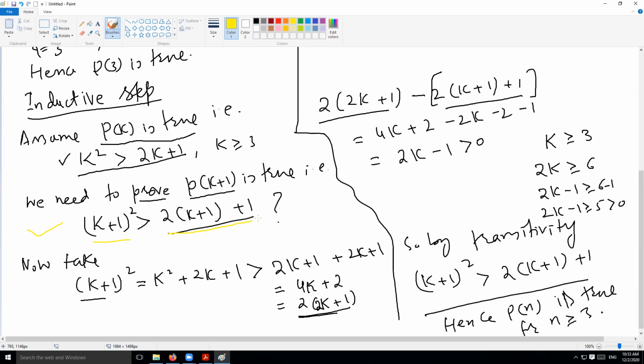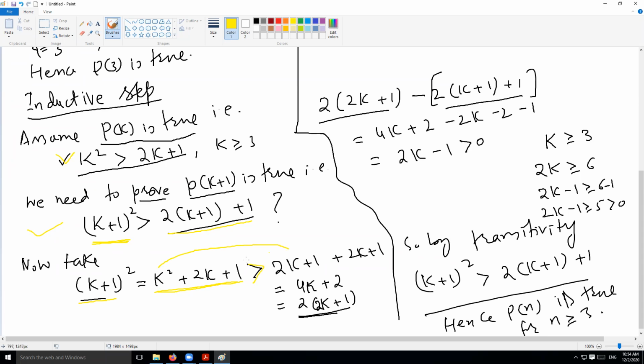So how did I start the proof of it? I started from the left hand side of this inequality, which is (k+1)². I expanded it. Now I know that k² is bigger than 2k+1. So this means that this entire expression is bigger than what? Since k² is bigger than 2k+1, I kept it as it is.